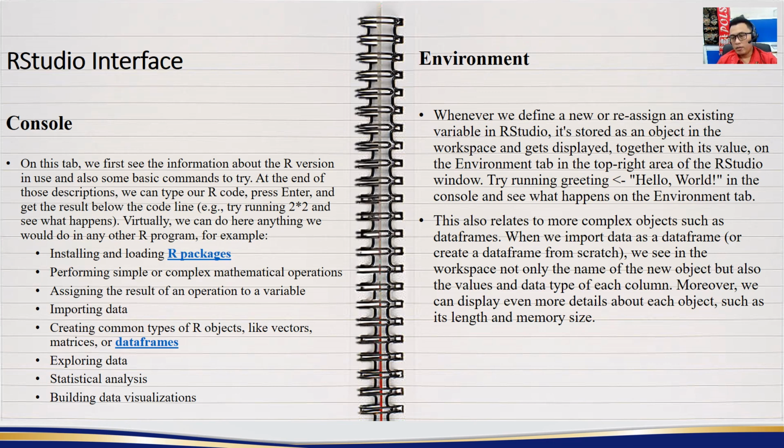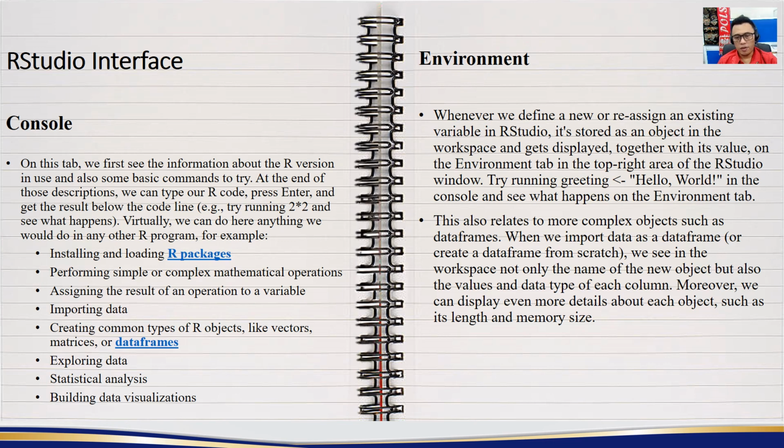For the environment, whenever we define a new variable or reassign an existing variable in RStudio, it is stored as an object in the workspace and displayed together with its value in the environment tab, which is on the top right of your RStudio window. So try running in the console a variable name greetings, then the assignment arrow (less than sign and dash), then enclose with double quotation marks hello world, and see what happens in the environment tab. Okay, just try that.